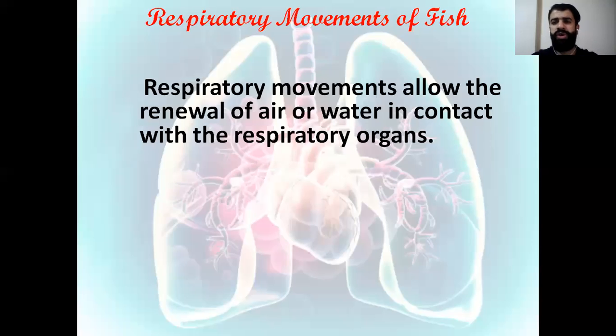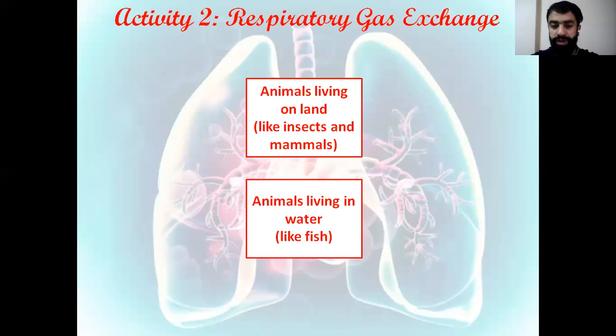Respiratory organs, what are they? Mammals, we have the lungs. Insects, we have the trachea. Fish, we have the gills. So it's the movement that allows the renewal of the air. So we take oxygen and we release carbon dioxide. This is the importance of the respiratory movements.